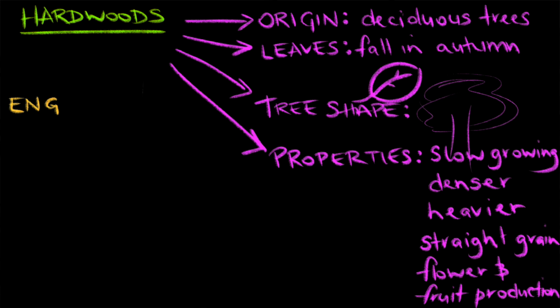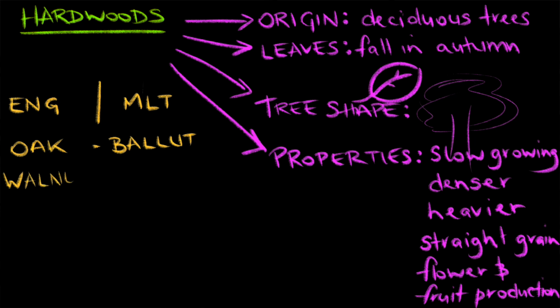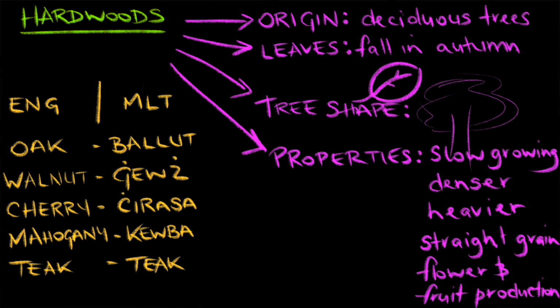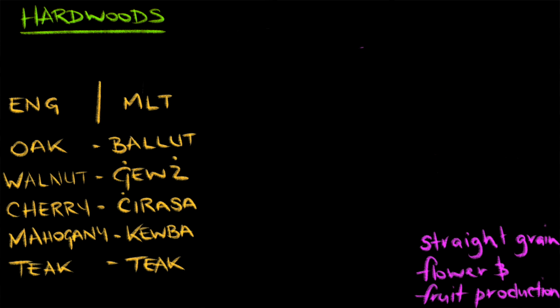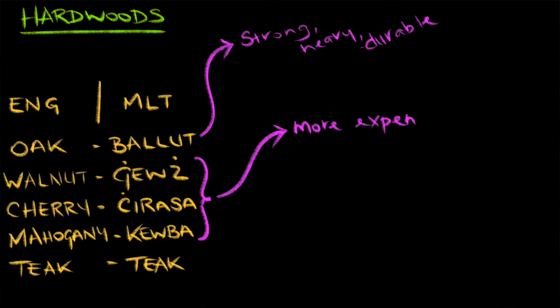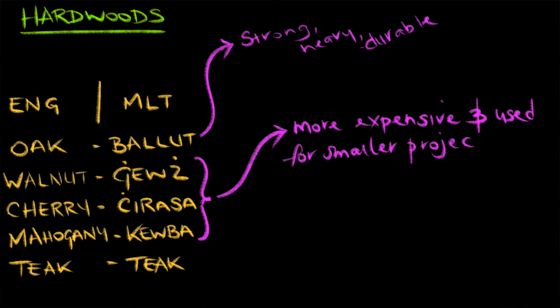Oak, walnut, cherry, mahogany and teak are all great examples of hardwoods. Oak is great for super strong, heavy and durable projects, like some nice solid furniture which will be passed down over the years. Cherry, walnut and mahogany are generally more expensive, and especially with walnut and mahogany, it is more probable that you'll find them used as solid pieces of wood in very small projects such as a jewelry box.